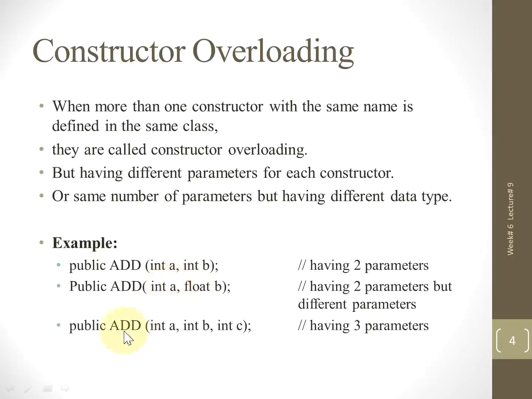In the third constructor function, again the name is the same, aid, and now we are receiving three parameters: first an integer, second again an integer, and third an integer. So within this example we have three constructor functions with different numbers of parameters. This is called constructor overloading.